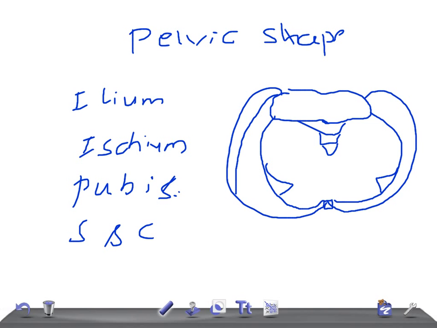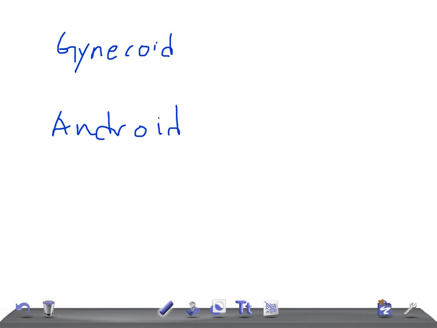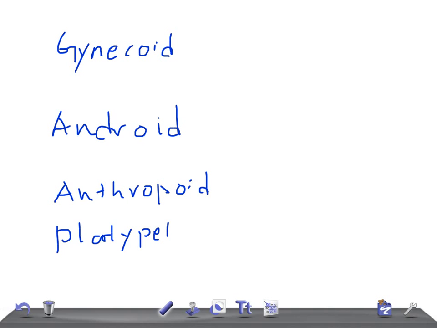pelvis, we have different types. As we know, the gynecoid. Then we have android. Not the Android or iOS, guys. Windows, Android, iOS, okay, and anthropoid. Then we have platypelloid. Okay, guys. So let's talk about the gynecoid.